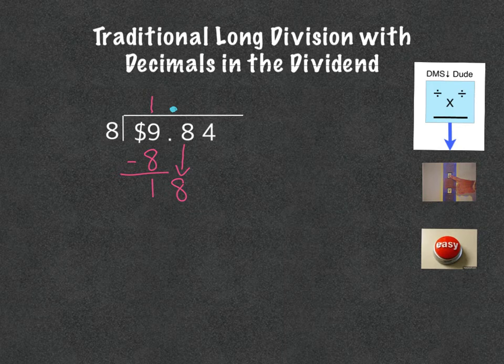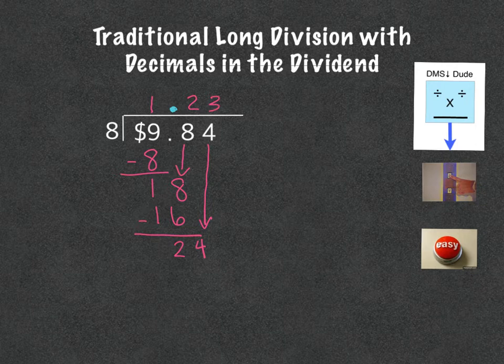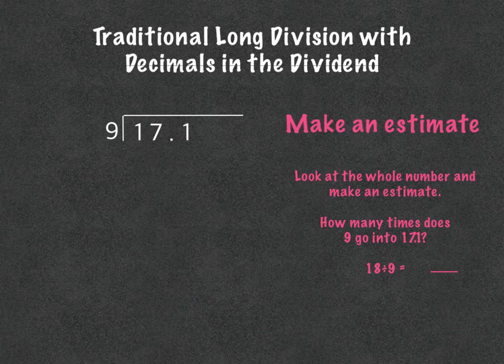Can 8 go into 18? Yes, it goes in 2 times. 2 times 8 is 16. Subtract and I get 2. Bring down my 4. Can 8 go into 24? Yes, it goes in 3 times. 3 times 8 is 24. And so our answer is $1.23, or $1 whole dollar and 23 cents. And this answer, $1.23, is about $1. All right, let's do the next one.